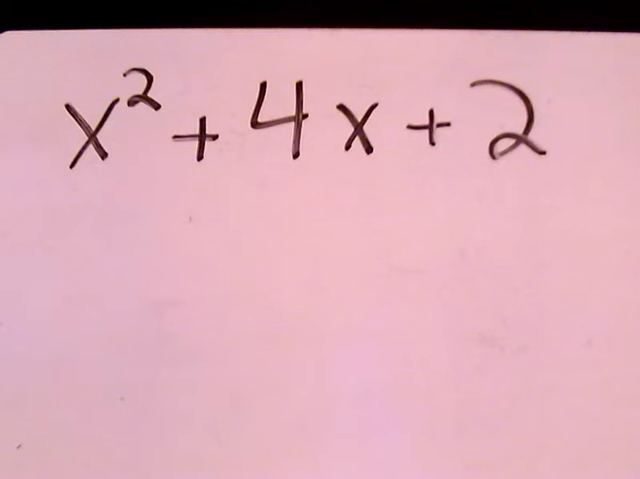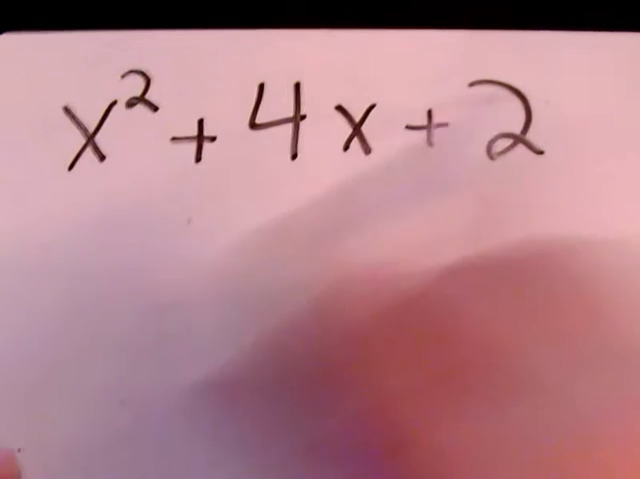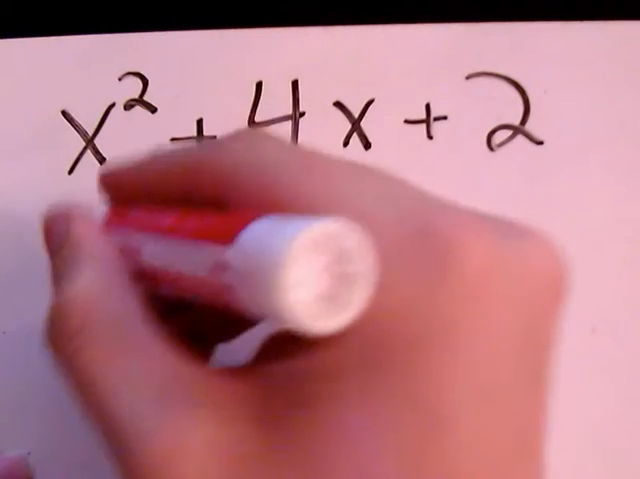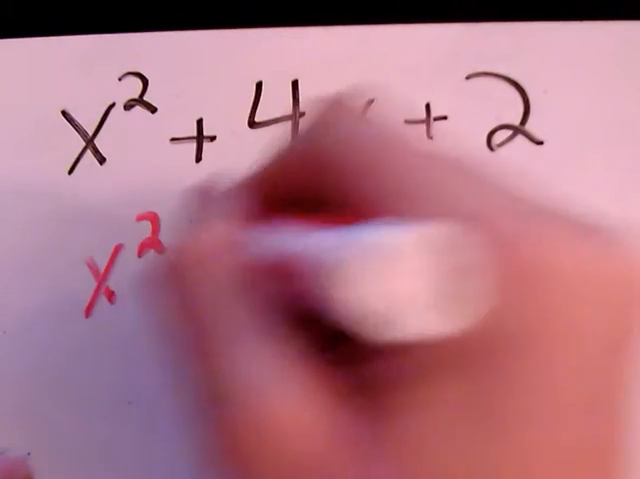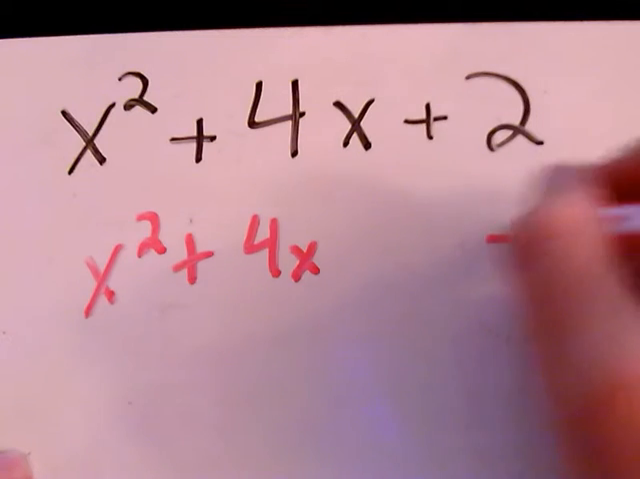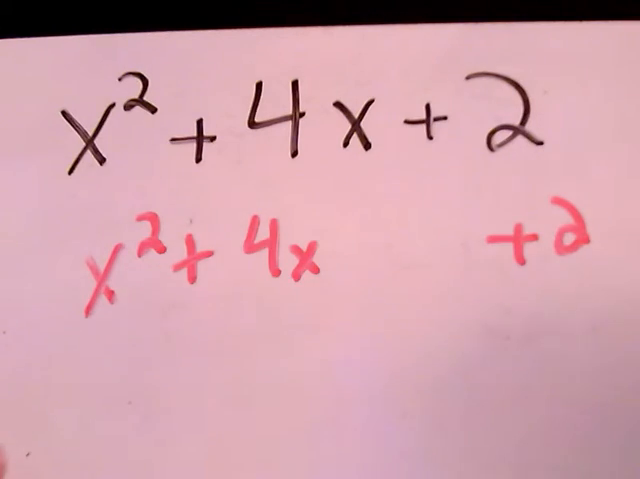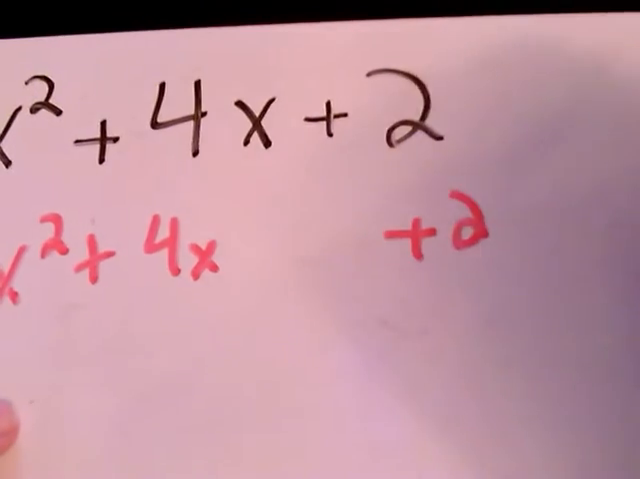So x squared plus 4x plus 2. So this is already in standard form. Now we need to change into vertex form. So the first thing we have to do is something called complete the square. So what I'm going to do is I'm going to make some room for something in between the 4x and the 2.